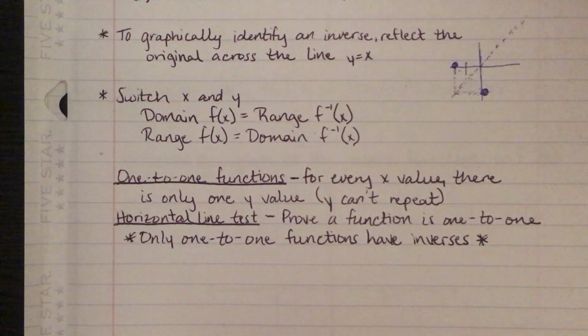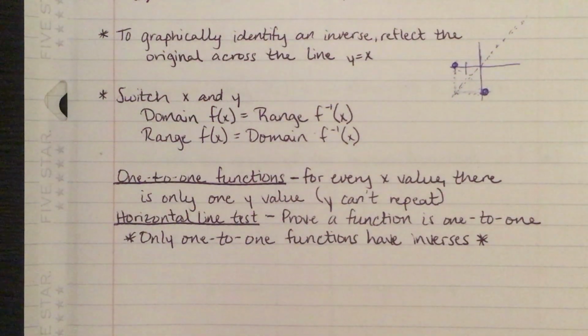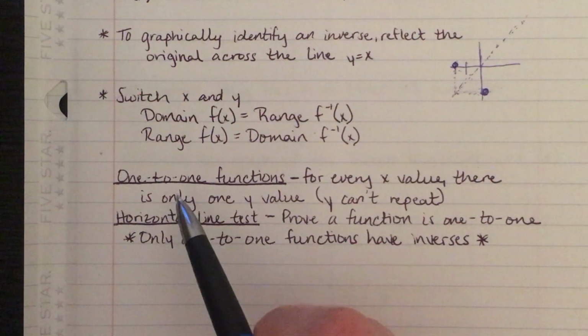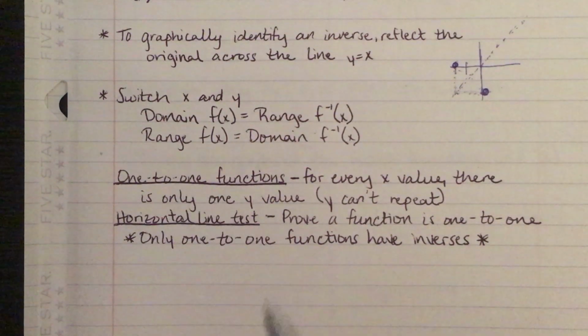Now, the other thing here is that only one-to-one functions have inverses. What that means is that a one-to-one function has, for every x value, only one y value.